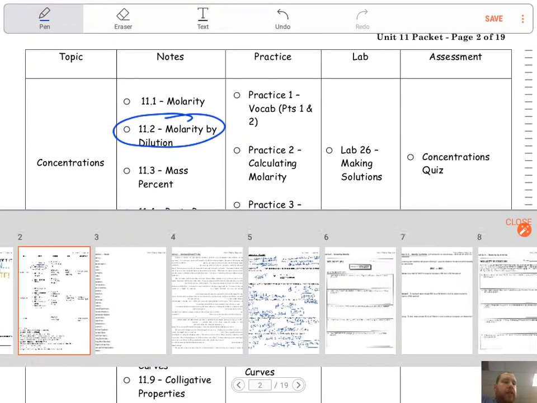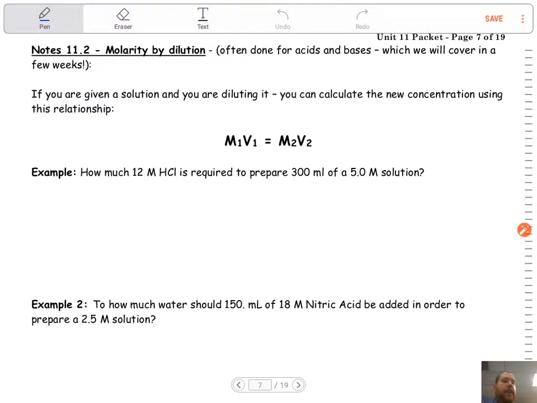Be on page 7 in your notes. If molarity is the number one calculation that chemists do for concentration, this is probably the second most, where we need to change the concentration because sometimes, especially with acids and bases, which will be coming up here in a few weeks, right around spring break time, we may have acids and bases that are too strong to use in a reaction, so we want to weaken it. We want to dilute it.